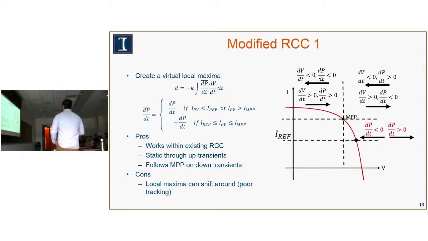So the pros, I guess, of this model is that it works within the RCC controller, so you can quickly turn it on and off. And like the other one, it's static through the up transients, and it follows the maximum power point on the down transients. The cons of it is that because you're basing your local maximum on a current reference, this can shift around if you have poor tracking, and that will put some wiggle in your set point.